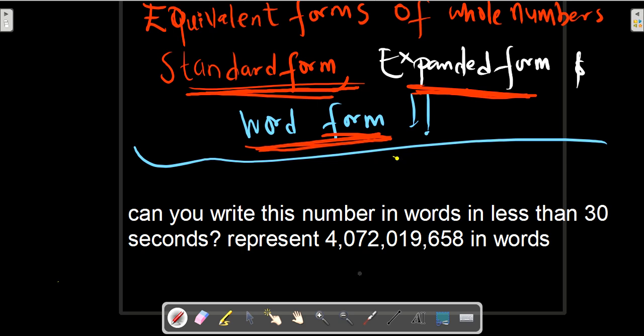Quick question. Can you write this number in words? You could pause the video right now and see if you can write this number in words. Okay.